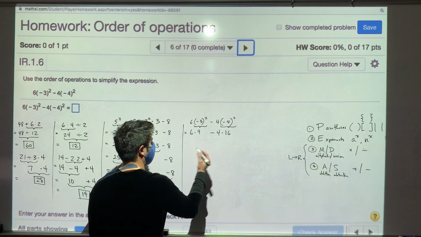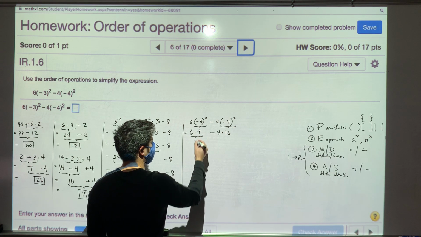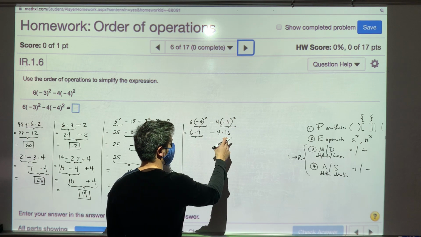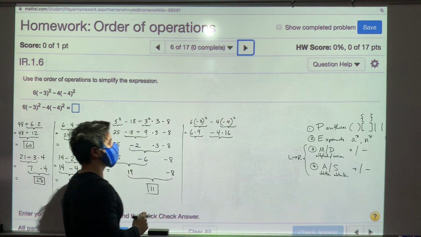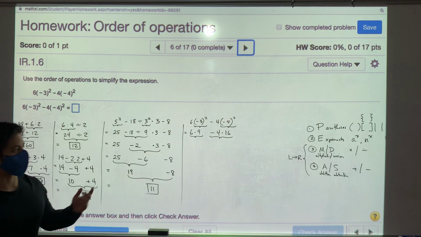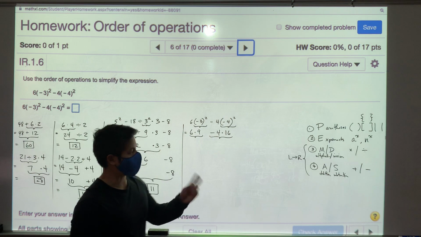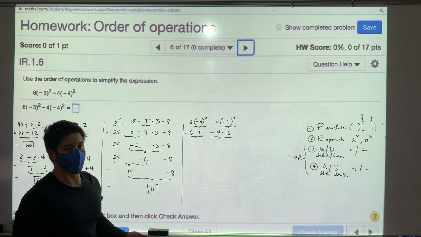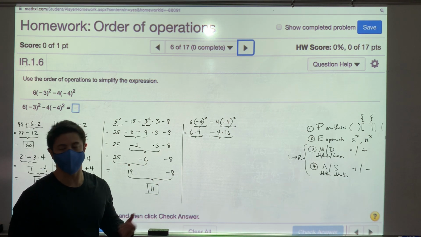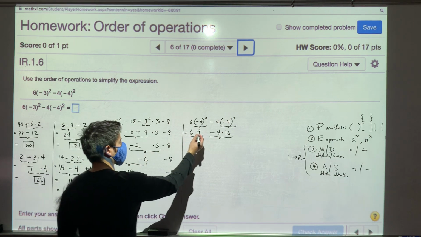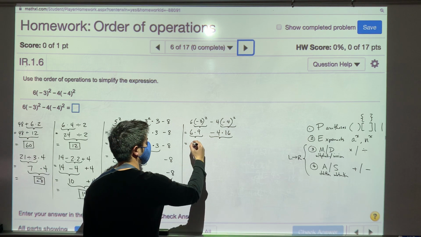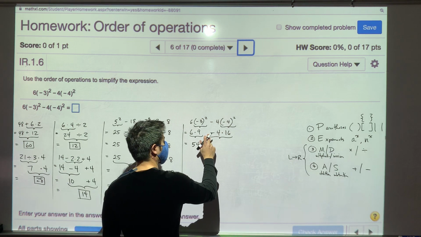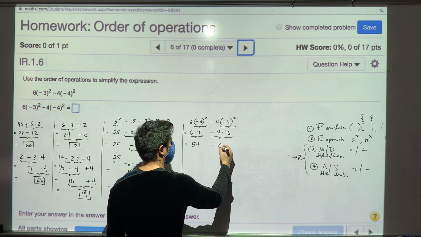So I have multiplication here, there's 6 times 9, and I have another multiplication here, negative 4 times 16. If you want to, you can recognize that there's no division, but I have two multiplication problems side by side. It doesn't really make a difference how you look at it. If you work it left to right, you should still get the right answer. So 6 times 9, once again, knowing your times tables is a benefit to you, is 54. And then the other one, a negative 4 times 16, is a negative 64.